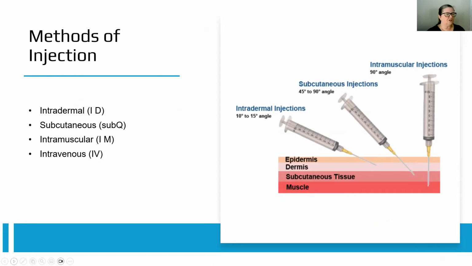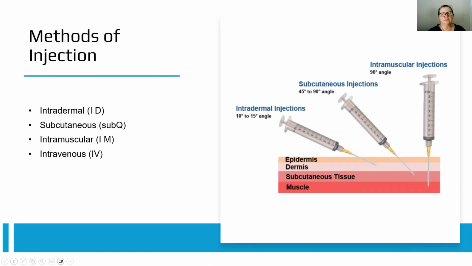The picture here is a little misleading. You would actually be at a little smaller of an angle there, but it is a 10 to 15 degree angle. So you're not in the epidermis, you're in the dermis, so just under the skin. A subcutaneous injection, again, goes into the fatty tissue, which is then between the skin and the muscle. So you want to go in at about a 45 degree angle for those.